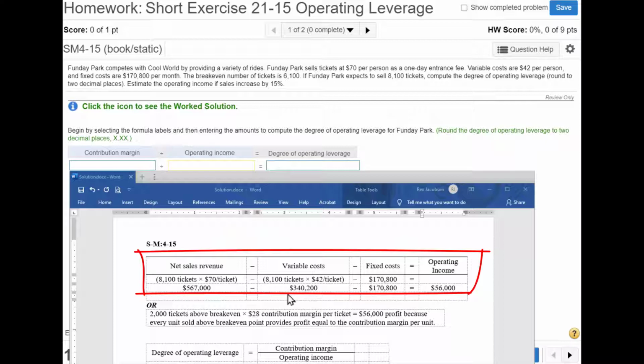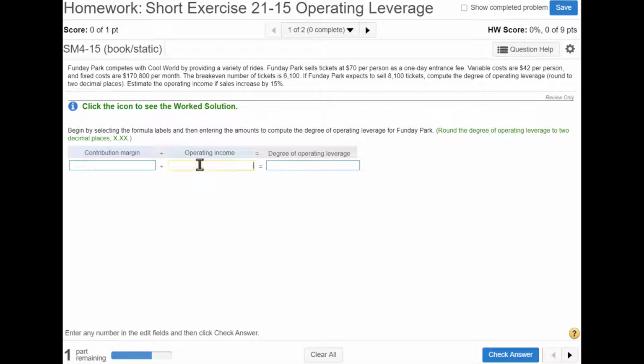To calculate variable costs, we take the number of tickets times the variable cost per ticket. The variable cost per ticket is 42, and the expected sale of tickets is 8,100. So 8,100 tickets times 42 gives us 340,200. Then we subtract the fixed costs, which are $170,800 per month. So we take 567,000, subtract 340,200, and subtract 170,800. We get operating income of $56,000. Now I can plug this operating income into the operating income box up here: 56,000.